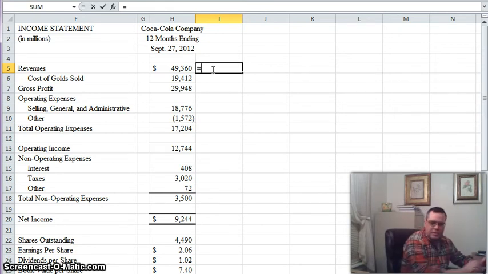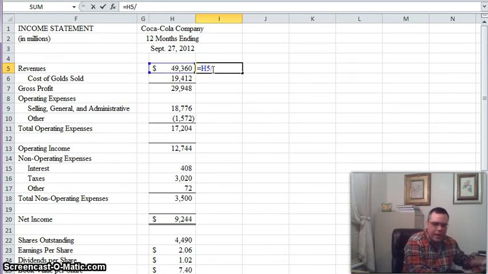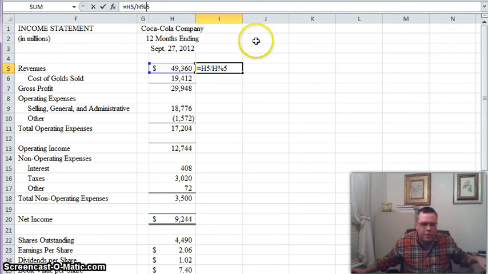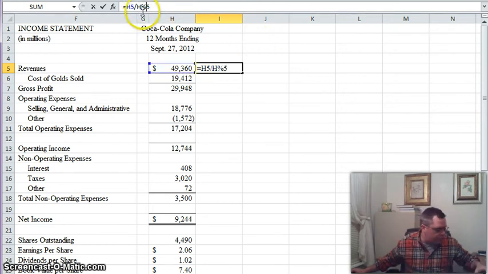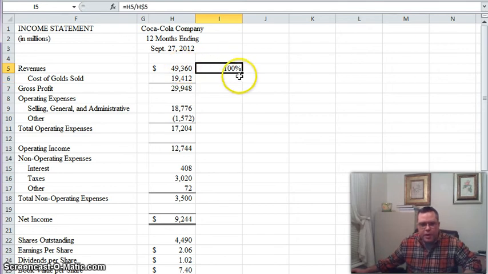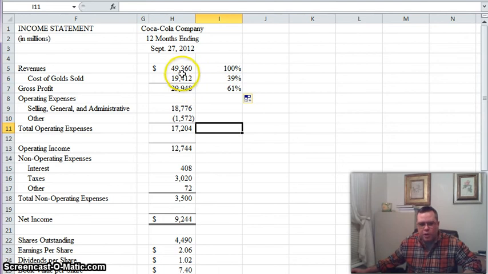Excel's nice in that it's not that hard to do this. I hit an equal sign here, and I'm going to do everything divided by revenues. What I can do is just do that H5 cell divided by H5 cell, and then I'm going to put a dollar sign in front of the 5 on the second one. And then when I hit enter, it should say 100% because that number divided by that cell is 1, which is 100%. But if I drag it down to the other cells, it tells me how much each of these numbers are as a percentage of sales.